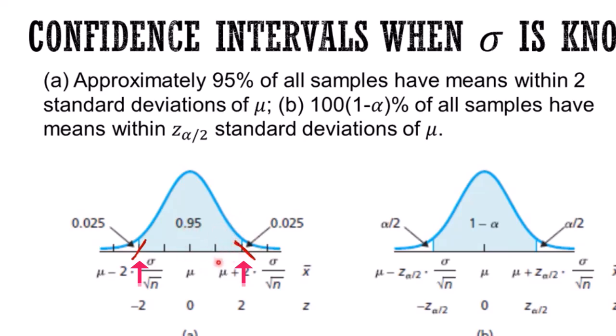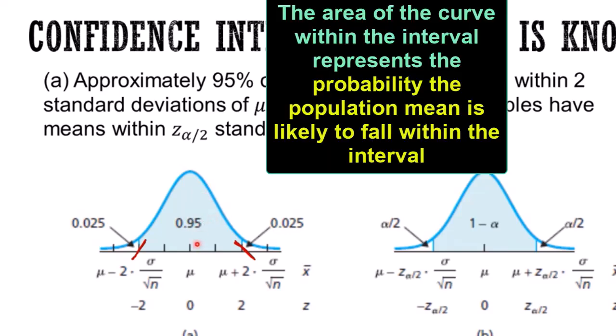So another way of interpreting this is the probability that the population mean is going to fall within the interval we build is 0.95. This 0.95 represents the probability that the population mean will be contained within the interval that we build. So 0.95 is the probability that it'll lie within that interval.